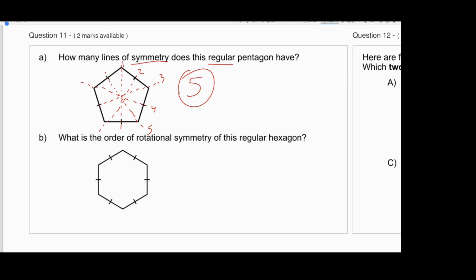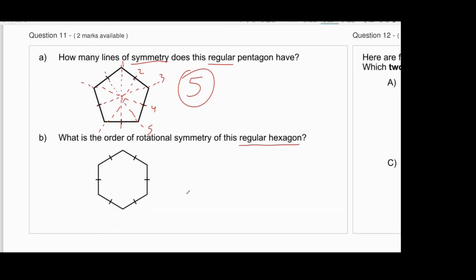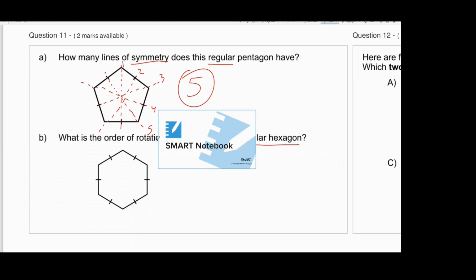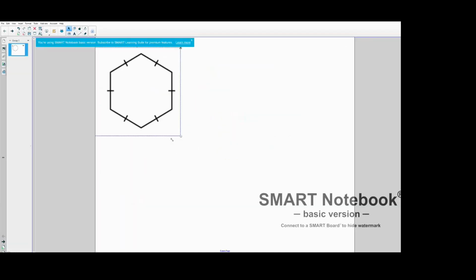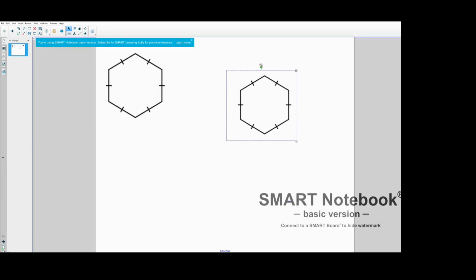And then the second bit, the order of rotational symmetry. To be honest, when it's a regular shape, like a regular hexagon, you can probably guess what it is. But what it strictly means, if I just copy it into this app, is how many times you can turn it and it will fit into itself exactly.